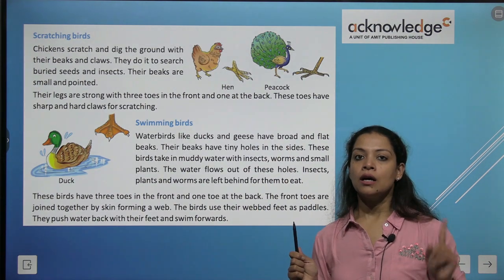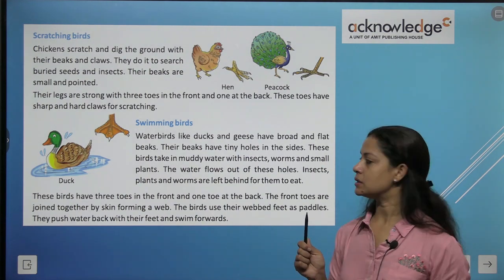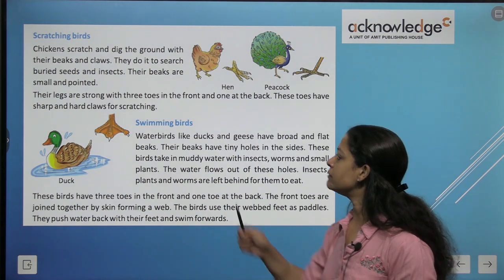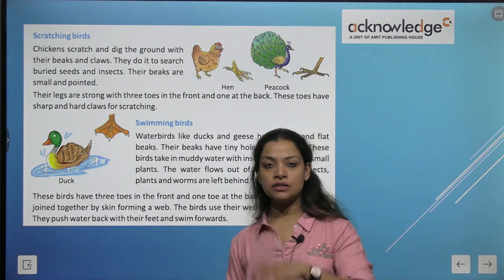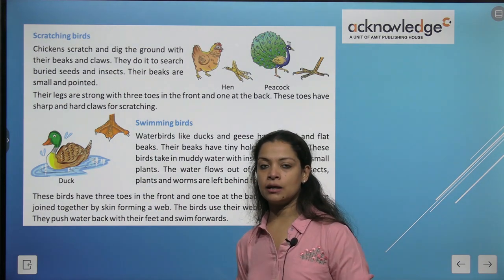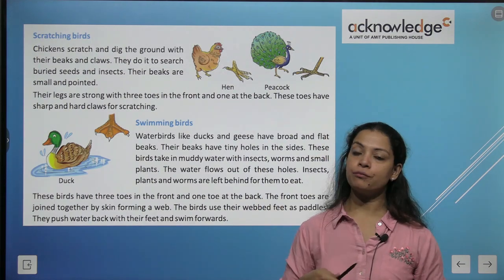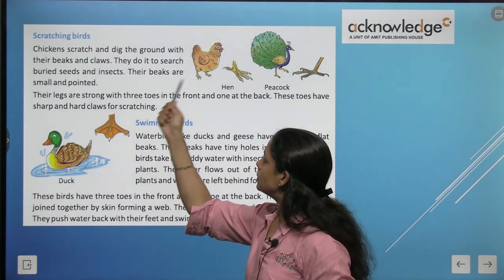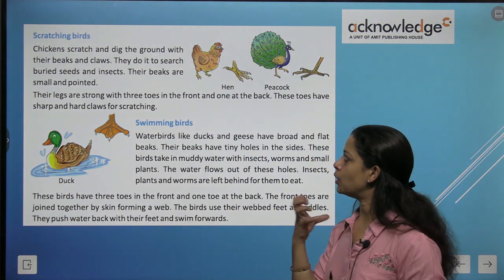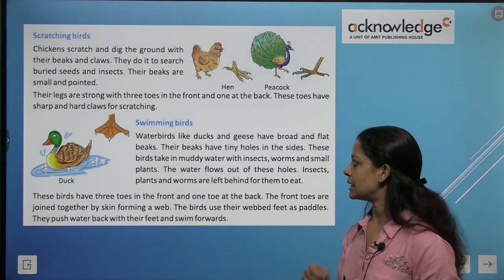ऐसा किस केस में था? Perching birds के केस में. These toes have sharp and hard claws for scratching. So they use such sharp and hard claws for scratching the ground. And what kind of beak they have? They have this kind of small and pointed beak so that they can again scratch the ground.